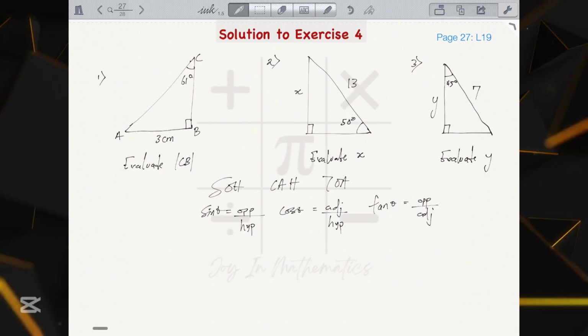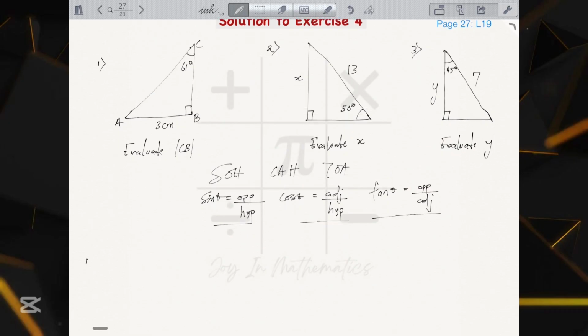Sine theta is equal to opposite over hypotenuse. Cos theta is equal to adjacent over hypotenuse. And tan theta is equal to opposite over adjacent. So let's begin with question 1.